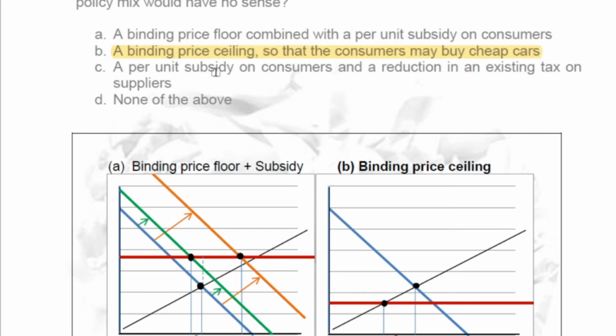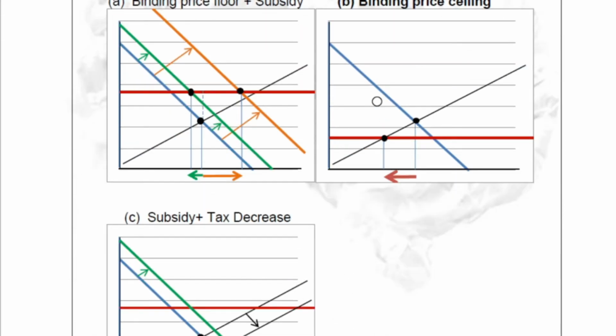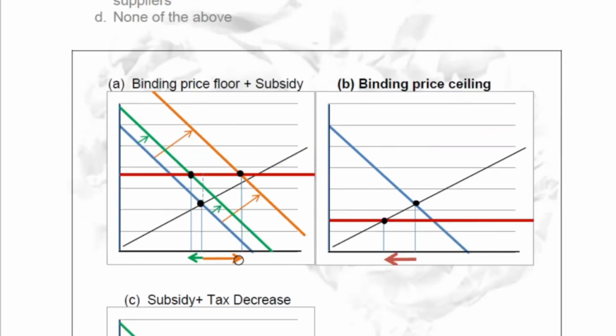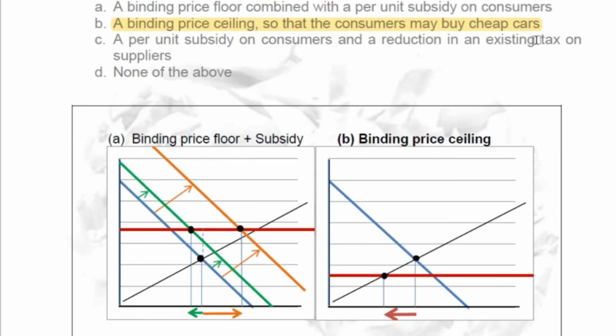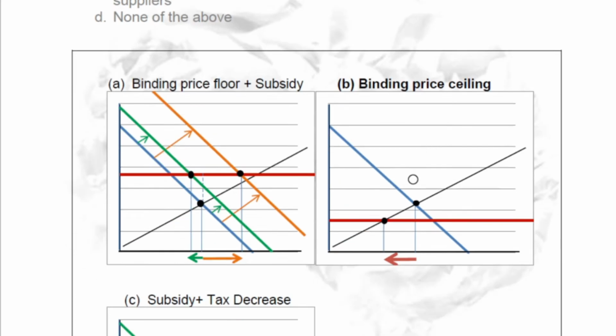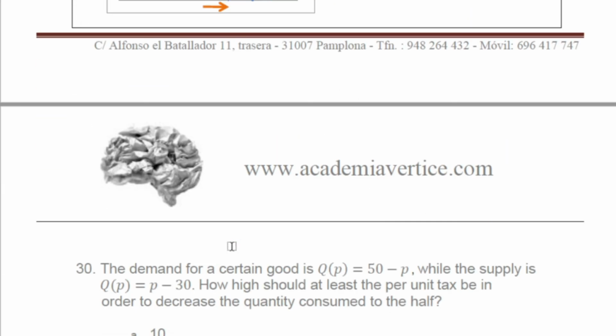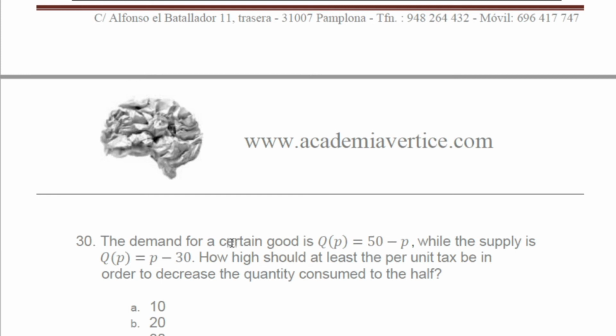Next, a per unit subsidy on consumers and a reduction in existing tax on suppliers. A per unit subsidy on consumers shifts the demand outwards, and a reduction in existing tax is the same as giving a subsidy at the end. So it would also shift the supply to the right, so the quantity exchanged will increase for sure. This has a lot of sense. At the end, it's helping consumers and helping firms. Maybe it was not a very easy question, but I hope you understand it.